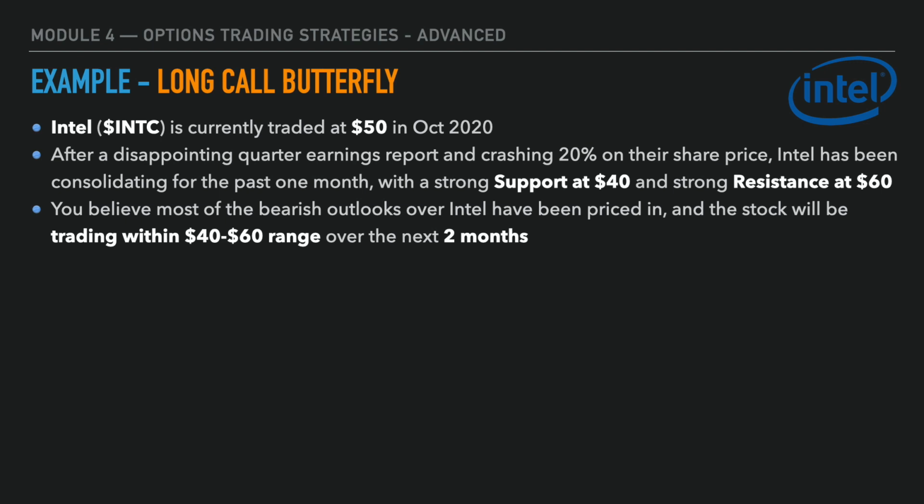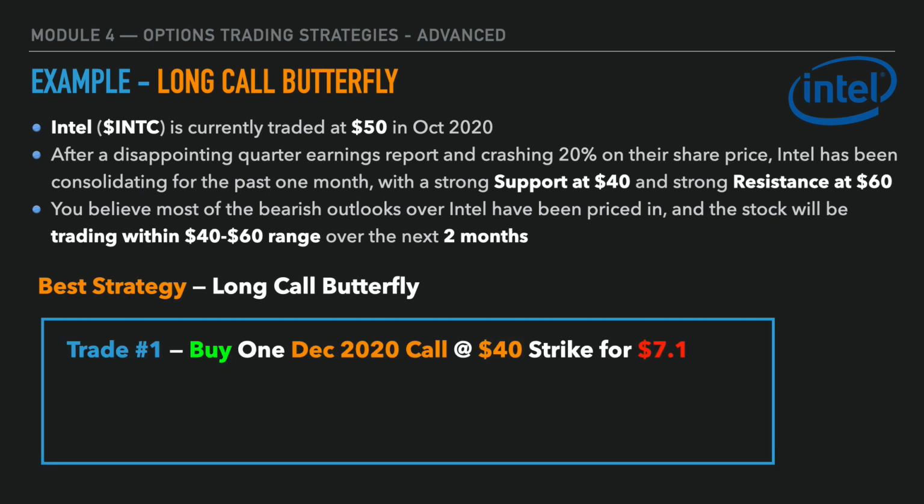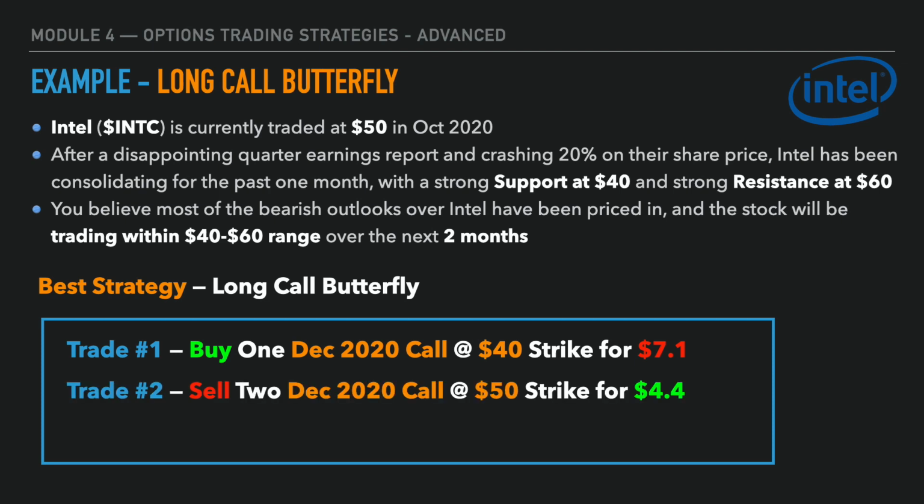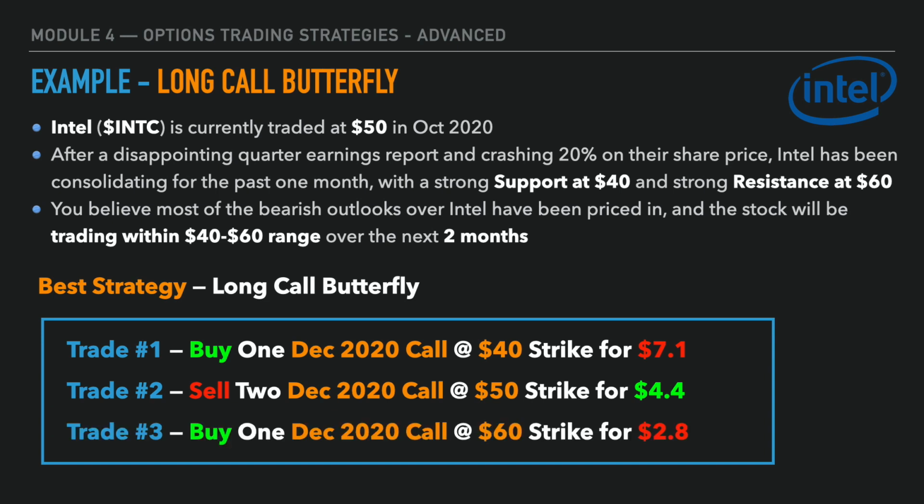Then the best way to do it is to use a long call butterfly trade, and this is how it works. First, you buy one December 2020 call option at a $40 strike with the premium at $7.1 per contract. Then, you sell two December 2020 call options at a $50 strike, the same as the current share price, with the premium at $4.4 per contract. And finally, you buy one December 2020 call option at a $60 strike with the premium at $2.8 per contract.